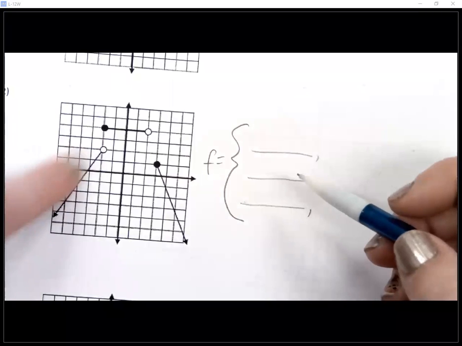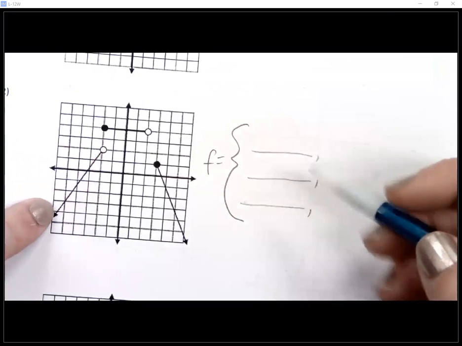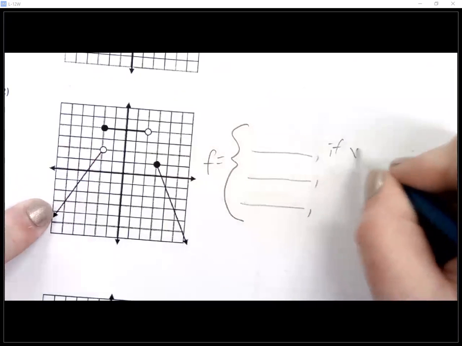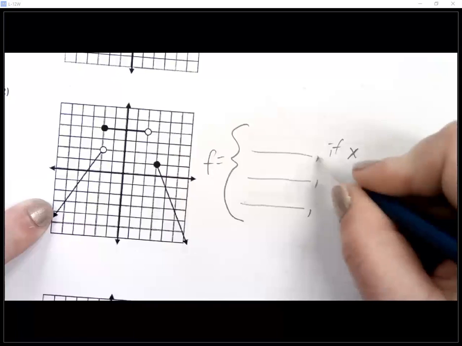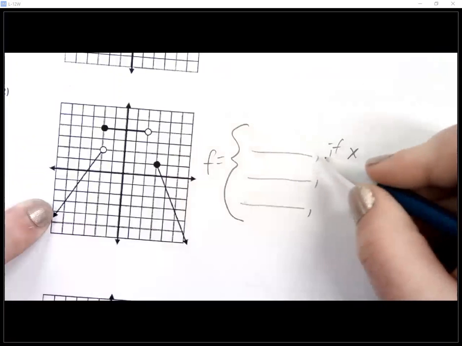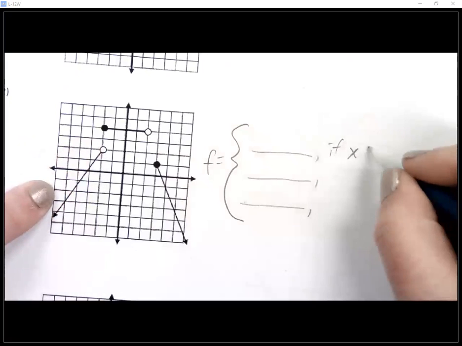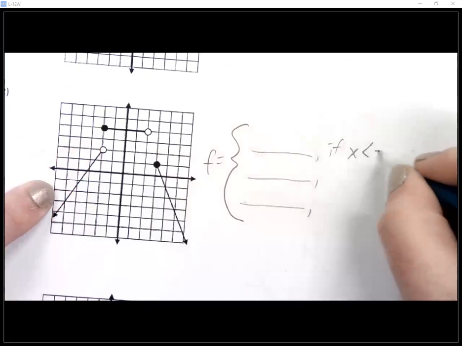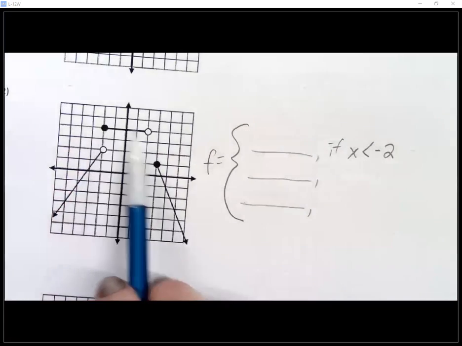Where does that one exist? By the way, if you leave out the word if, it's not that big of a deal. But there's usually a comma after whatever your equation is, and then there's the region that that graph exists in. So this one exists when x is less than -2. Where does the middle one live? So this middle function, where am I going to say it lives over here?